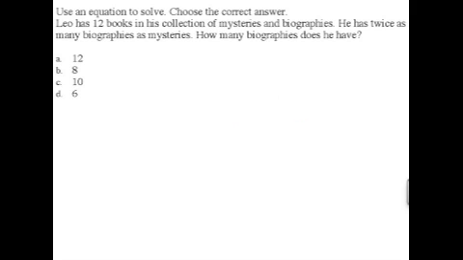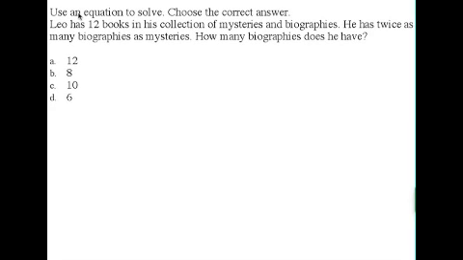Next up is Paige and Olivia. Use an equation to solve. Choose the correct answer. Leo has 12 books in his collection of mysteries and biographies. He has twice as many biographies as mysteries. How many biographies does he have?